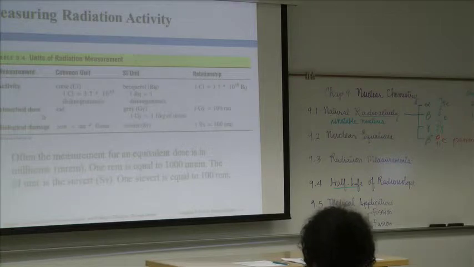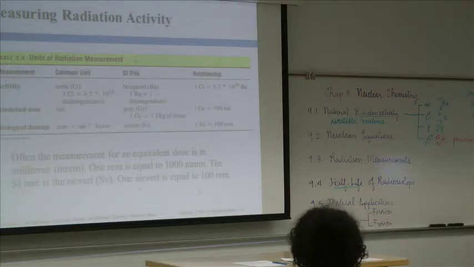We have the absorbed dose, which is a rad. And then the biological damage is a rem, which is a rad times a particular factor. So the measurement of an equivalent dose tends to be in millirem, where 1 rem is 1,000 millirem. We'll use that later when we do some problems.